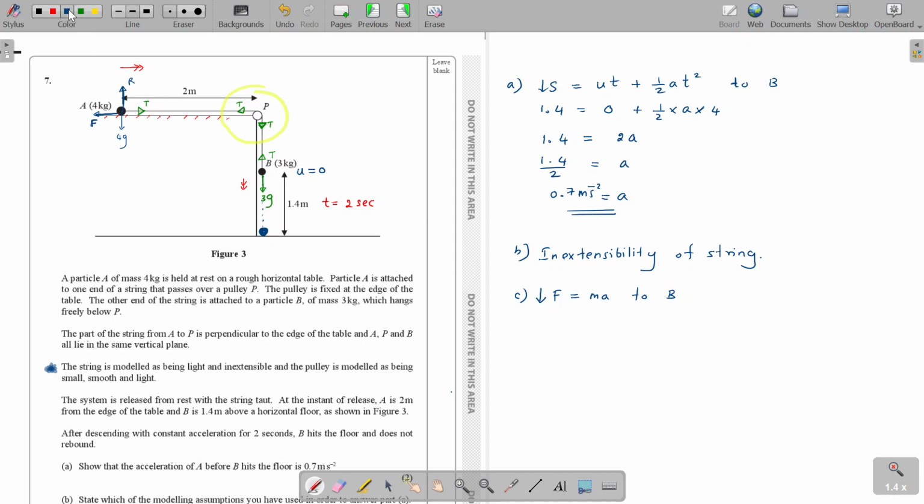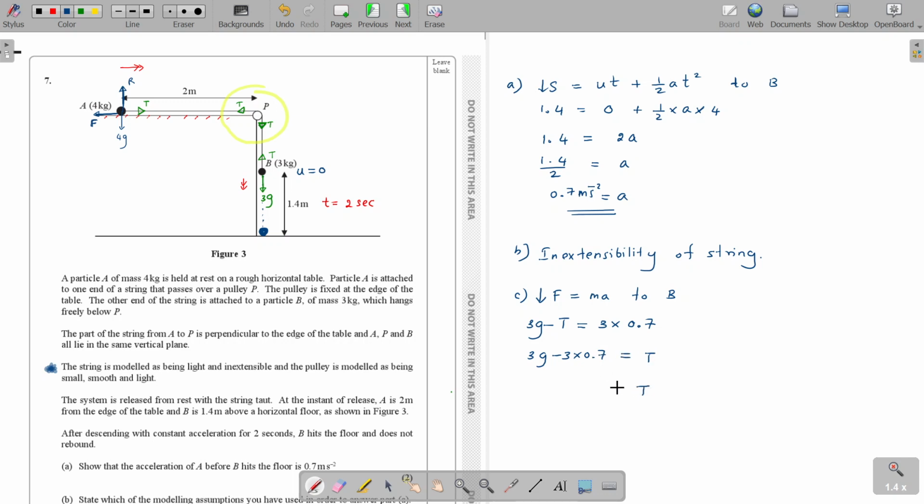Okay, so particle B, downward, it's 3g minus tension. Okay, 3g is acting down, tension is acting up. So only T and 3g are the forces acting on particle B. So this resultant is equal to mass, which is 3 kilogram, times acceleration, which you just found as 0.7. Do you agree with me? Okay, how much is the answer? So 3g minus 3 into 0.7 is equal to tension. Do you agree with me?